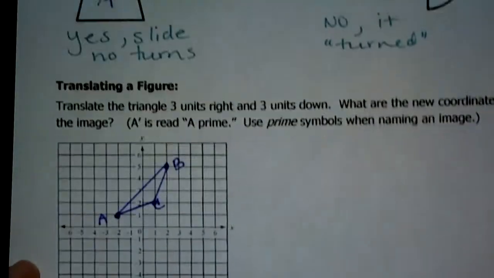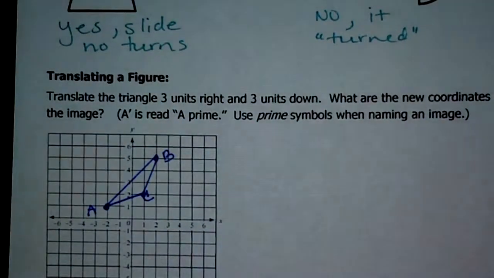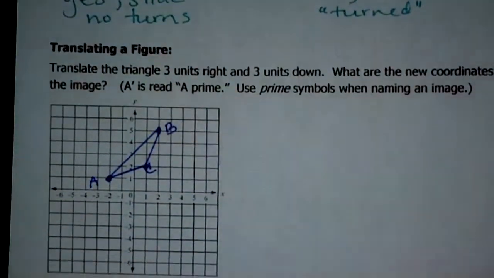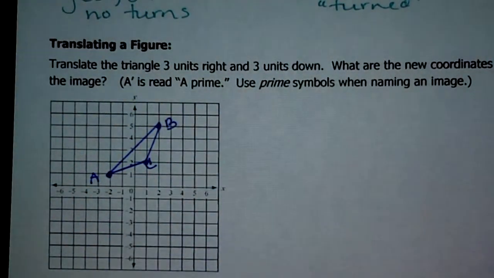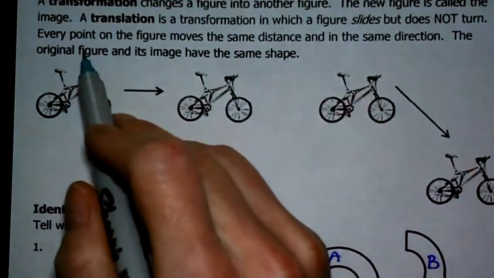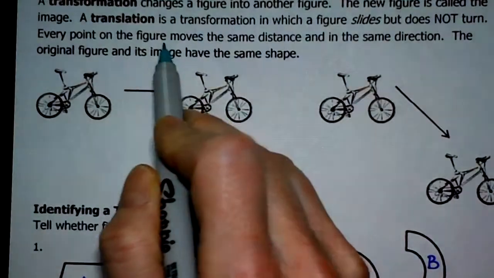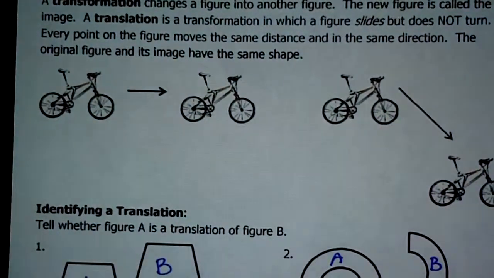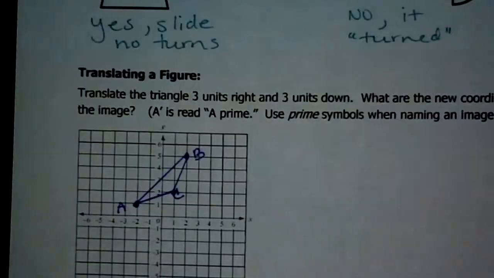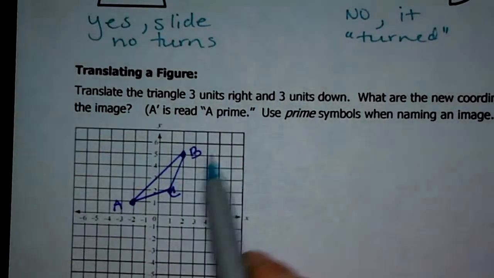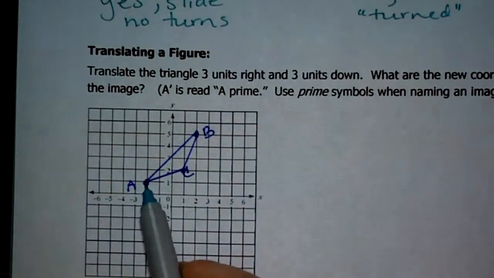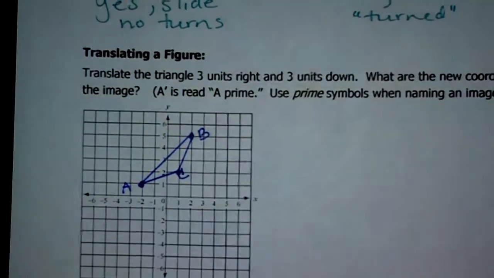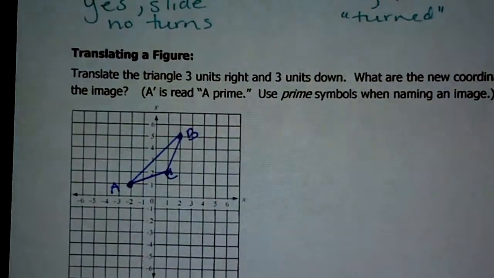All right. So now what I'd like you to be able to do is if I give you a figure on a graph and tell you some directions, I want you to translate the figure. And remember, it said up here that in a translation, every point on the figure moves the same distance and in the same direction, every single point. So when I tell you to translate this triangle 3 units right and 3 units down, that means you're going to translate A, B, and C, every point on that figure, 3 units right and 3 units down.